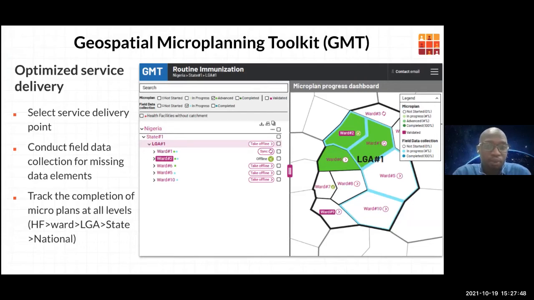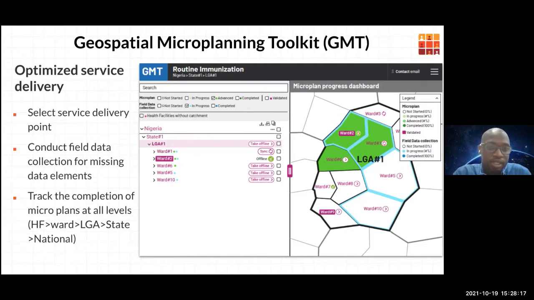So in this case, it provides the opportunity for the local health workers to have access to the comprehensive data layers for how they can reach these different populations. And it also improves service delivery, and it provides the opportunity to conduct additional field data collection for areas that are potentially missed, so that those settlements and those facilities will be included in their microplans.